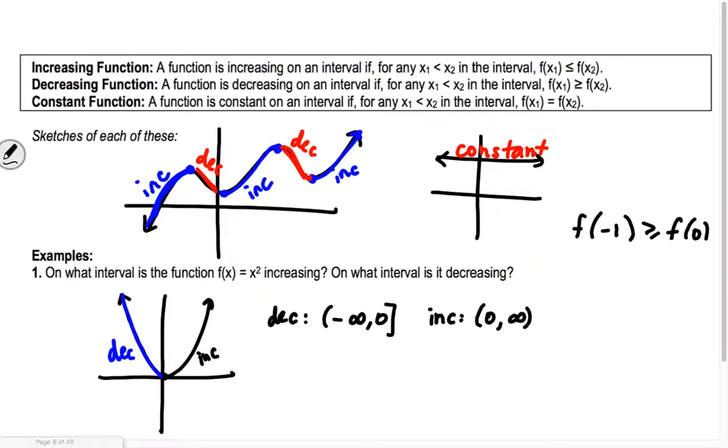Yes, it is. So we include 0 in the interval because until we get to 0, it's still considered decreasing. I don't know. You can put a bracket if you want. I'm not going to be picky about it. Technically, there is a bracket for increasing and decreasing.